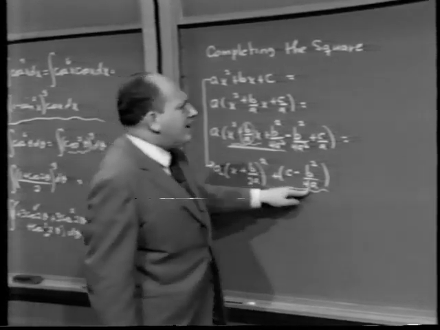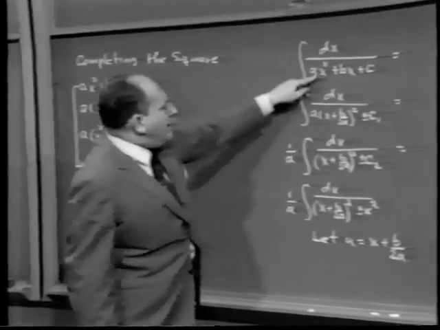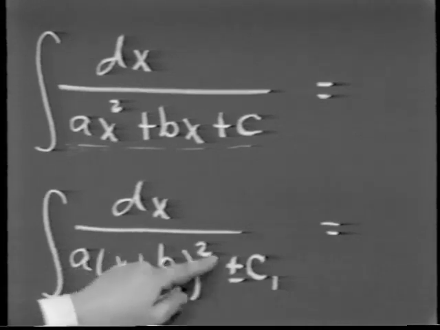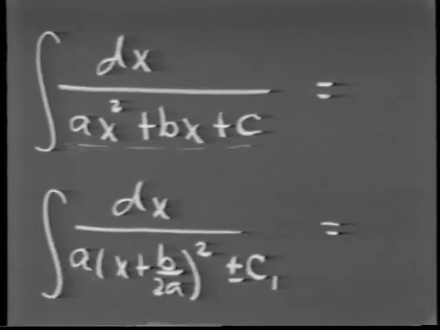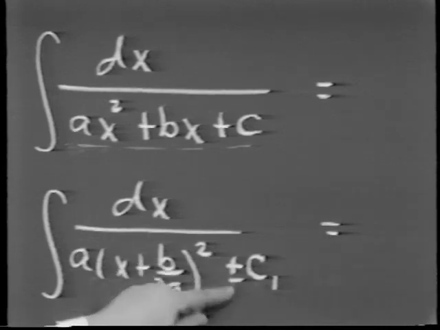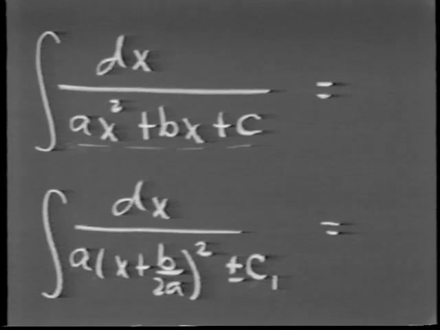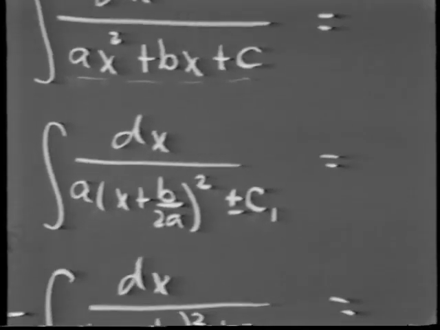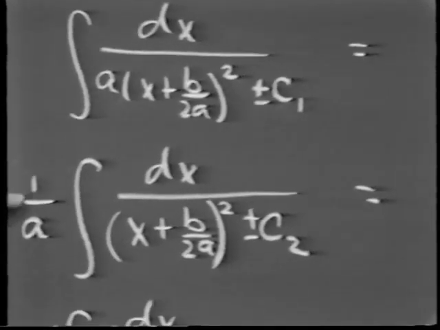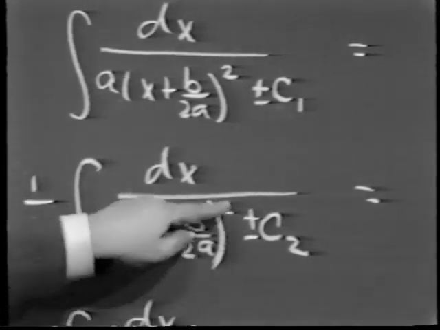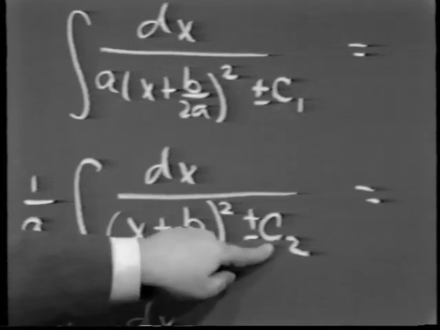So to handle that, what I'll say is, I can always write this denominator in the form a times x plus b over 2a squared plus or minus some constant, where I'm assuming now that the constant is positive. That's why I put the plus or minus sign in. It's plus some positive constant, or else it's minus some positive constant. Now what I can do is factor out an a from the denominator. If I factor out an a from the denominator here, I have 1 over a times a certain integral. What integral? dx over x plus b over 2a squared plus or minus still some constant.